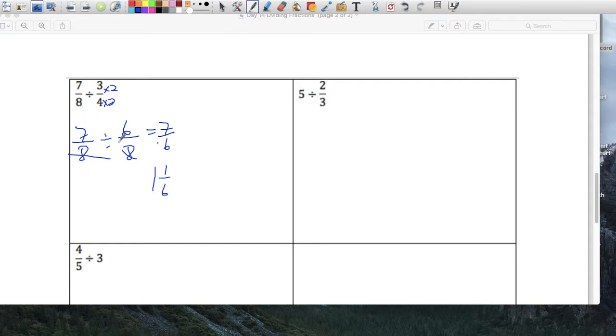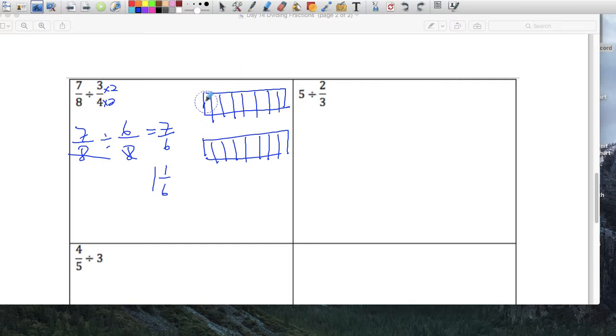I'm going to draw the second one out. Here's something that has 8 pieces, hopefully. 1, 2, 3, 4, 5, 6, 7, 8. Something that has 8 pieces again. 1, 2, 3, 4, 5, 6, 7, 8. So on the top, I had 7 pieces, right? So here I have 7/8, and at the bottom I have 6/8.